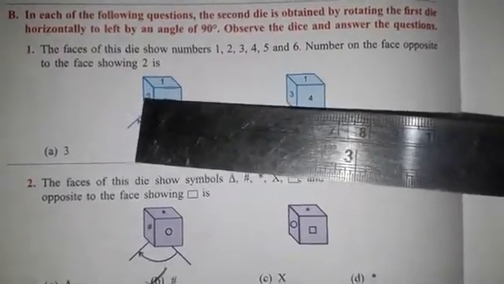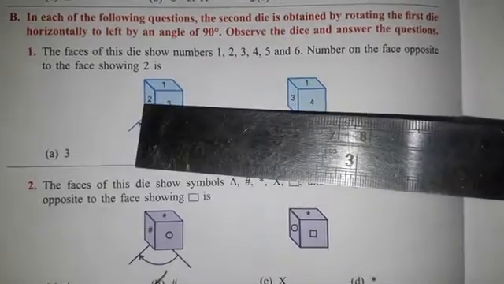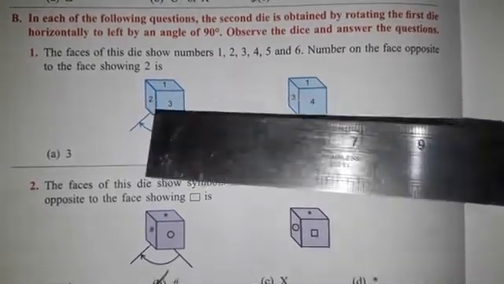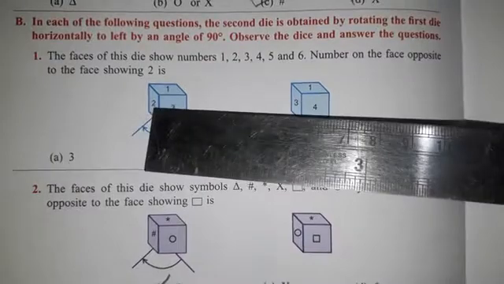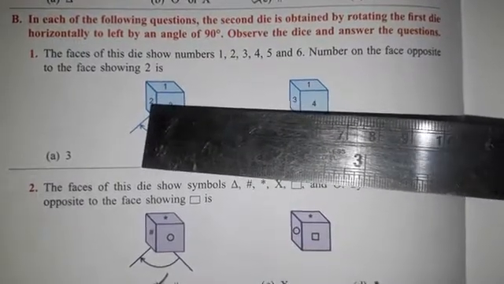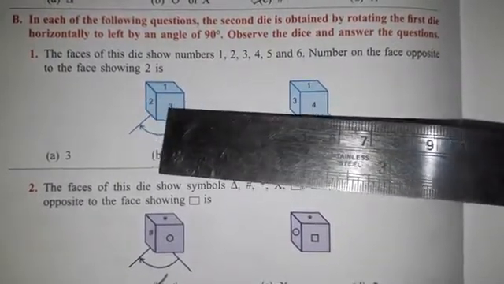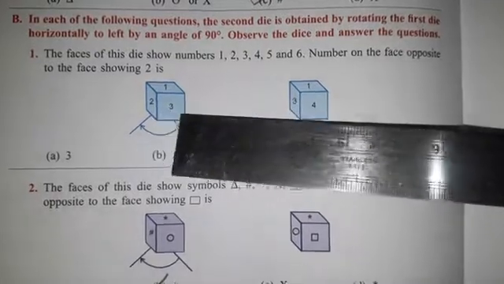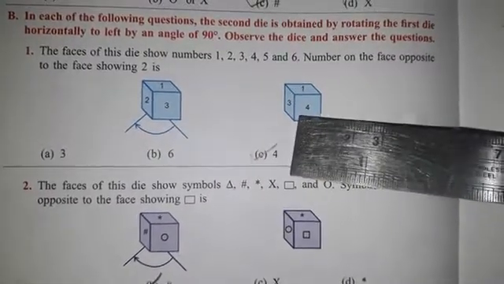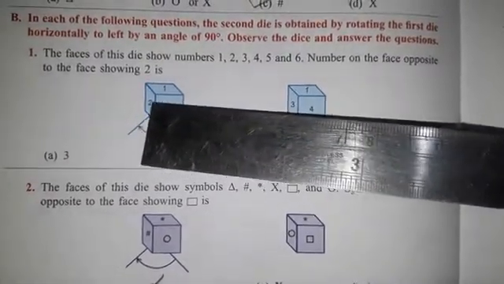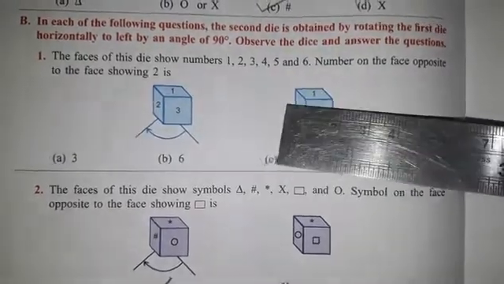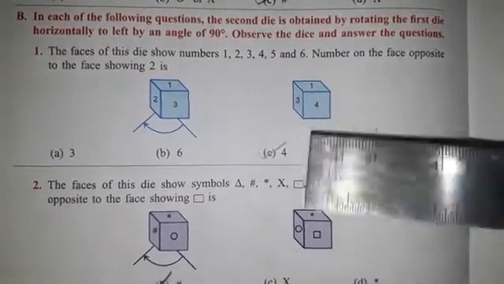So when it is rotated, you can see what is on the face opposite to 2. When it is rotated, the answer is 4. So the opposite of 2 is 4.